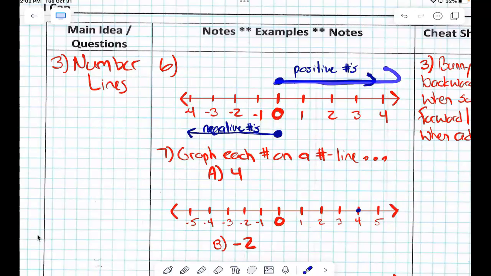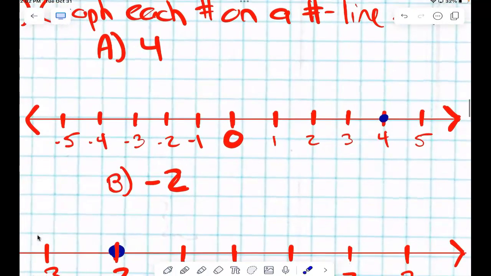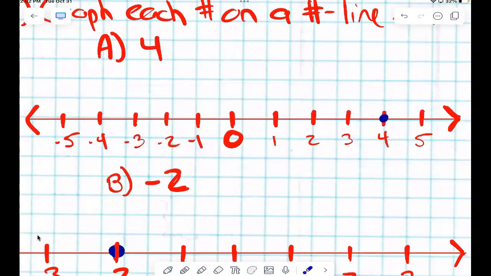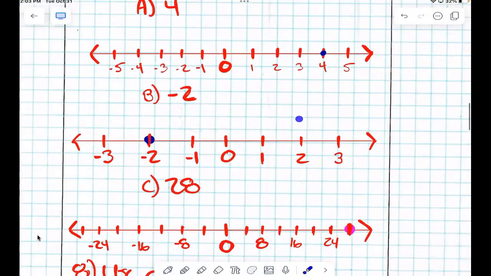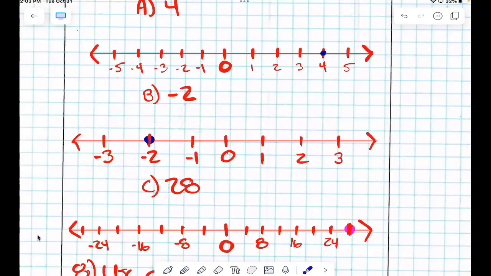On a number line, when you go this way, numbers are getting bigger. When you go this way, numbers are getting smaller. If I just showed you this number line, the only thing I showed you was the number line, and I said, what is this number line telling us? It's telling us where negative 2 is, right?